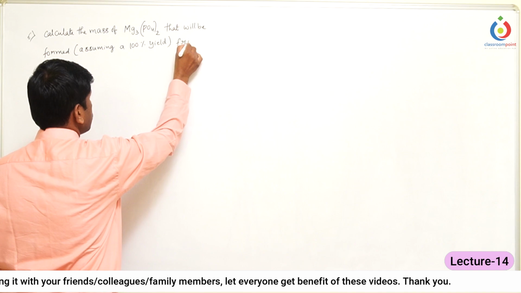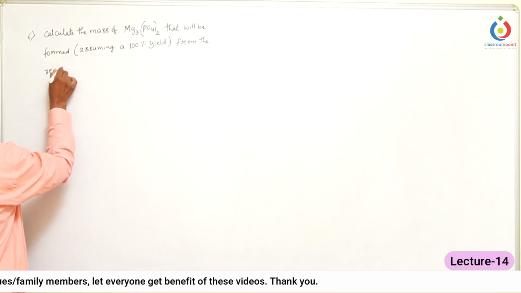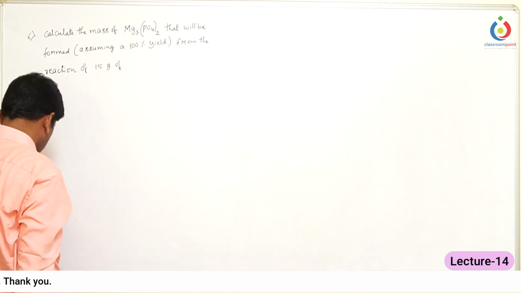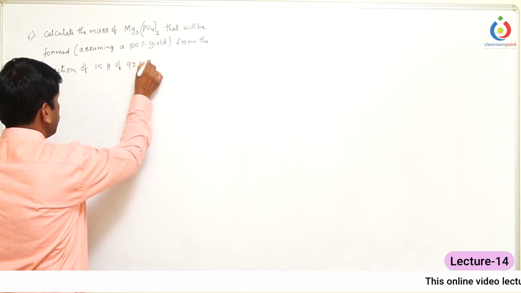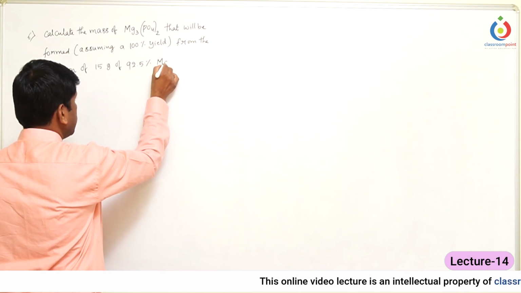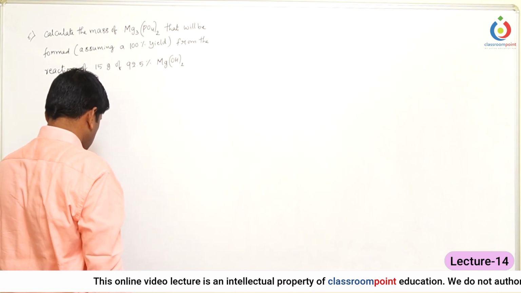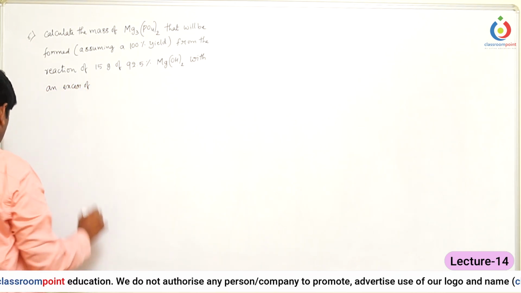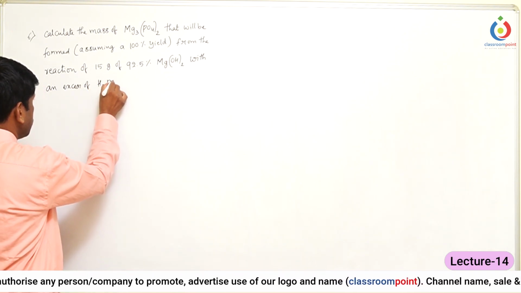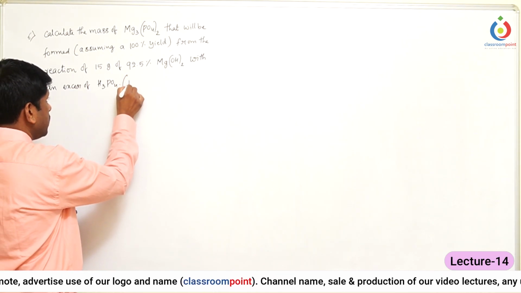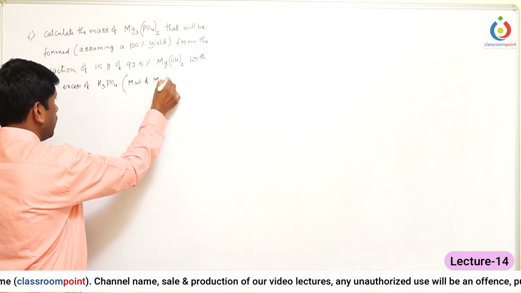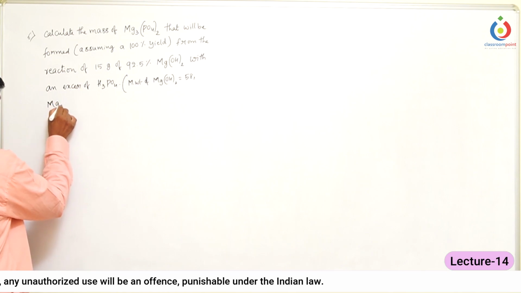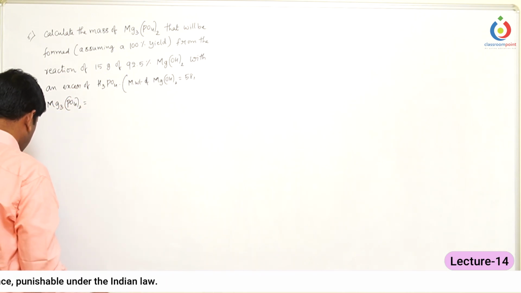From the reaction of 15 grams of 92.5% magnesium hydroxide with an excess of H3PO4. So here they provided the information, that is the molecular weight of magnesium hydroxide given as 58 and magnesium phosphate given as 262 grams.